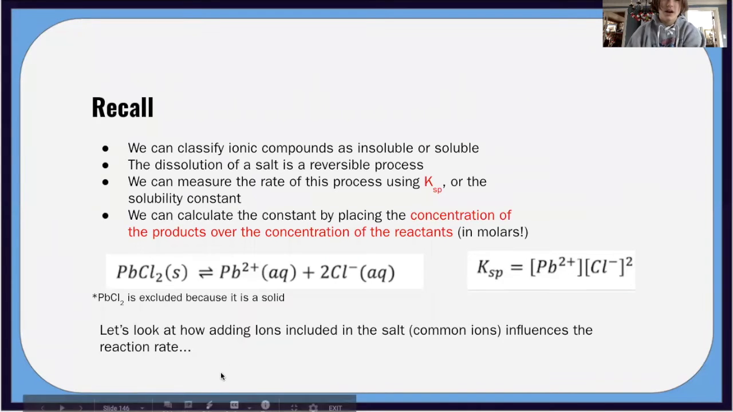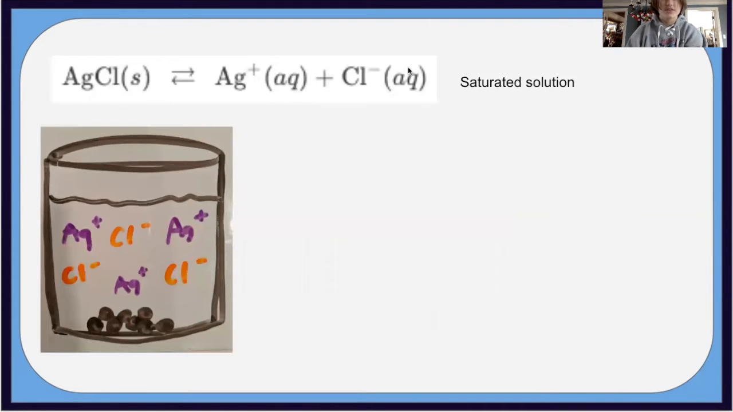And also another note, we exclude the solids in dissolutions because we don't have to use them to figure out the solubility constant. So let's look at how adding ions included in the salt, which are called common ions, influences the reaction. This is a sample reaction of silver chloride dissolving into its ions, and it's not completely soluble, so we have a reversible reaction. We know that this solution is saturated, which means at this point there is the maximum amount of ions in the solution, and adding any more solute will cause part of it to precipitate back into a solid. So we basically have the maximum amount of solute that is dissolved in here.